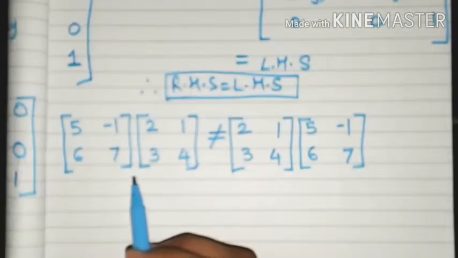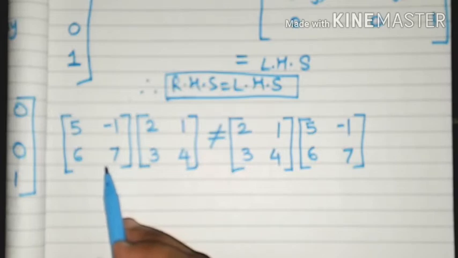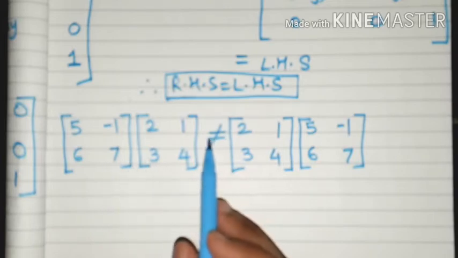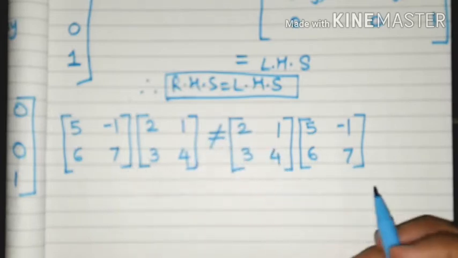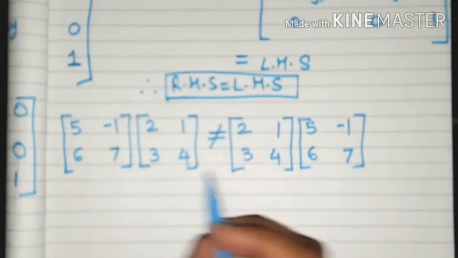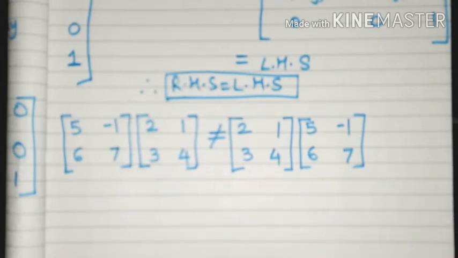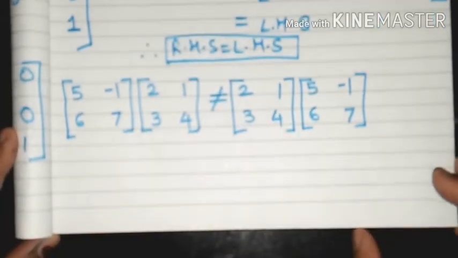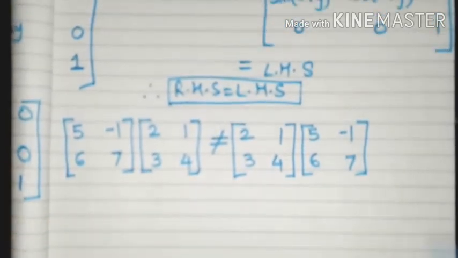Friends, the 14th question goes as follows. You have to show that the product of these two matrices is not equal to the product of these two matrices. So how do we show that? The only way is to solve these two matrices on both the sides and prove that the LHS is not equal to the RHS. So let's go ahead and do that.